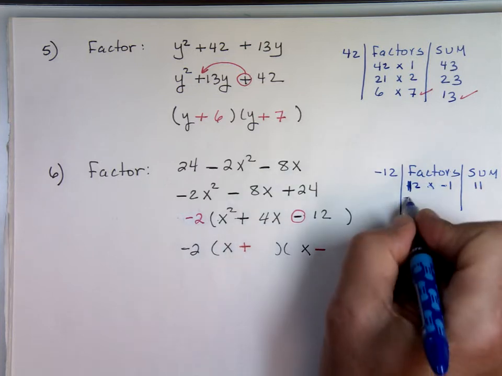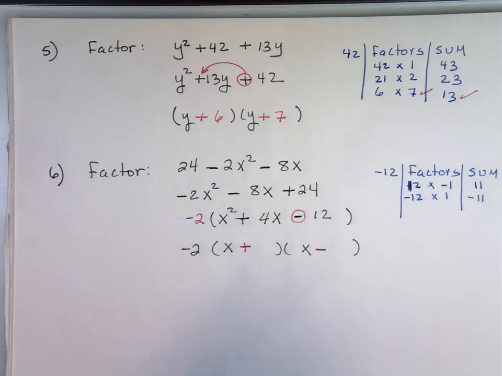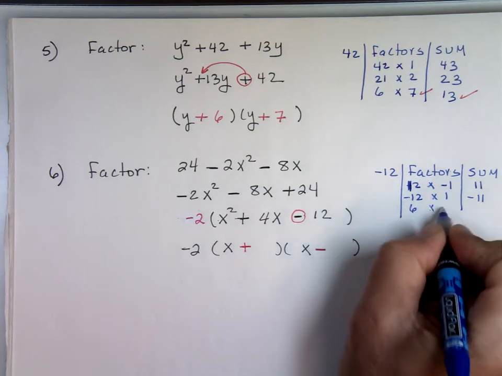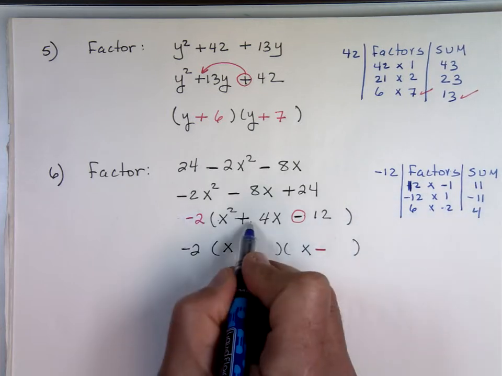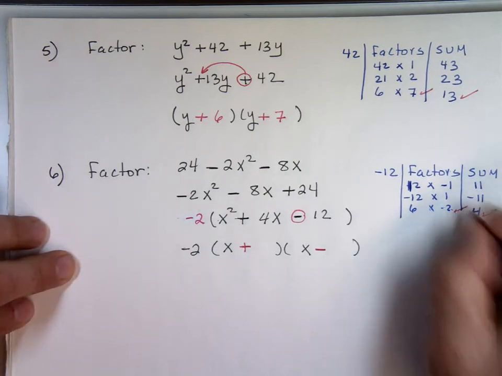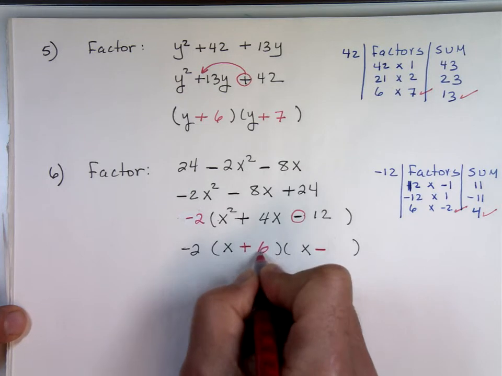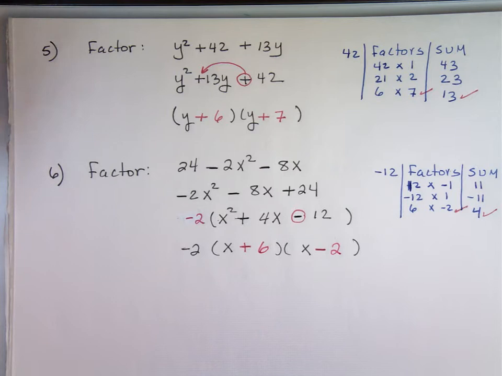Could be negative 12 times 1. That'll be negative 11. That's not good. Could be 6 times a negative 2. The result is what? 4, and that's what you want it to be. So the positive goes with the 6. The negative goes with the 2. x plus 6, x minus 2. And the negative 2 in the front.